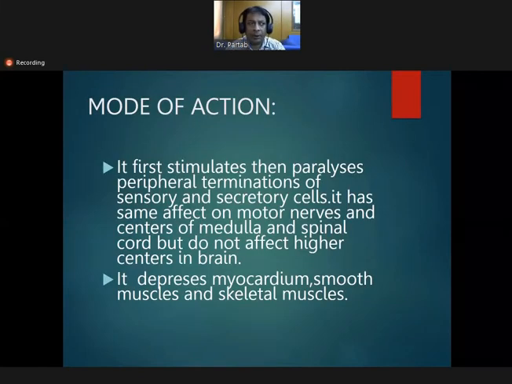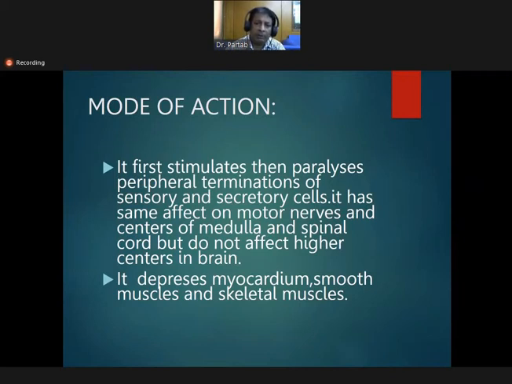Mode of action, how they act on the body. First stimulate, then paralyze the peripheral nerve terminations of the sensory and secretory cells. First stimulate and then paralyze. This is the mode of action of all the active principles of aconite. It has some similar effect on the motor nervous system and the centers of the medulla and the spinal cord, but does not affect the higher brain centers.